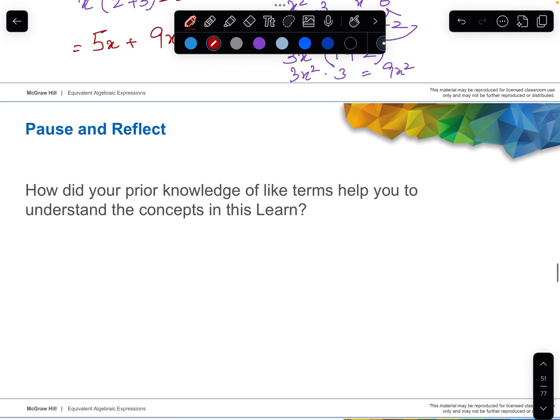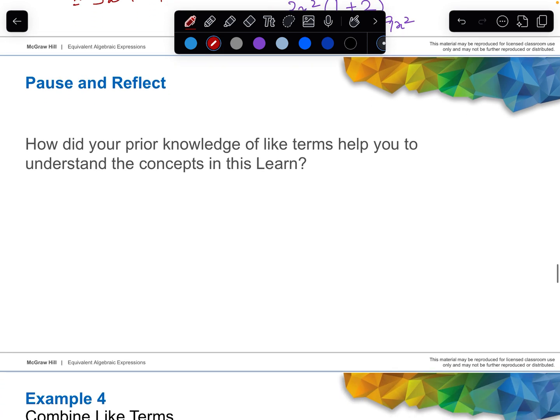All right, guys, pause and reflect on this. How did your prior knowledge of like terms help you to understand the concepts in this learn?